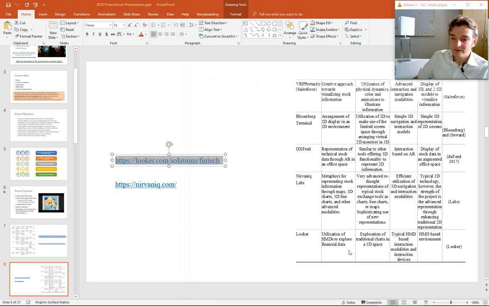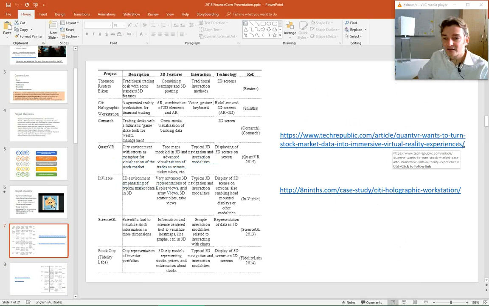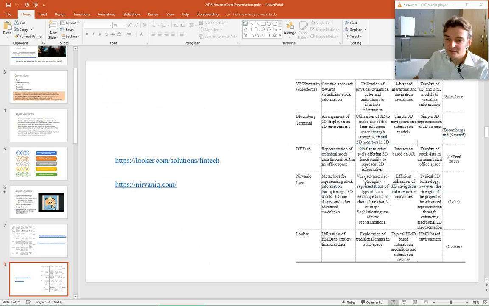Then what else? Bloomberg Terminal. I think I had the link in the last slide. No. Okay. So then there is Bloomberg Terminal. That's the normal one, but this allows mostly standard default 3D visualization and all these things. Yeah. And the Nirvana Club normally they had also some.